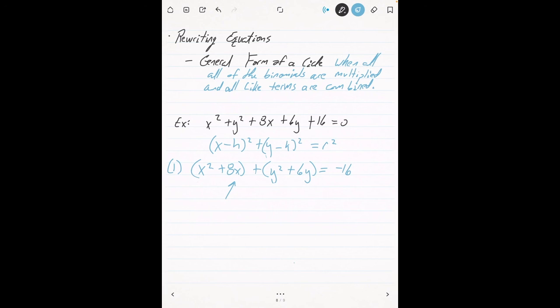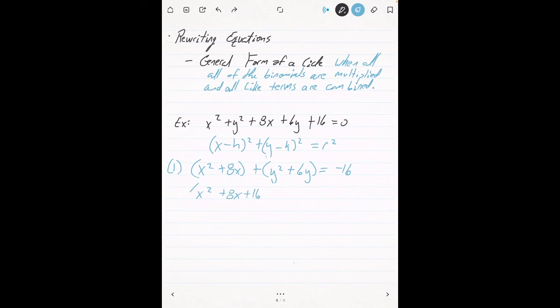We're going to have to add a term to this so that we can hopefully factor it down into a binomial. Well, what do we add? We have x squared plus 8x. We're going to take 8, the thing that's attached to the x, cut it in half, so divide it by 2, and then square it. So 8 divided by 2 is 4. 4 squared is 16. That's what we're adding to the x terms.